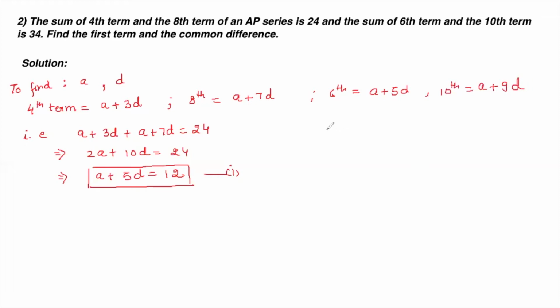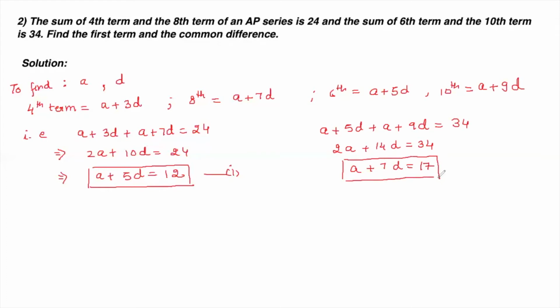So A plus 5D plus A plus 9D is equal to 34, right? Or I can say 2A plus 14D is equal to 34, or I can say A plus 7D is equal to 17. Okay, so this is my second equation. Now I have two variables and I have two equations. So I can solve both the equations by the elimination method, right? So this is A plus 5D is equal to 12, and this is A plus 7D is equal to 17. What I'll do is I'll subtract both the equations.